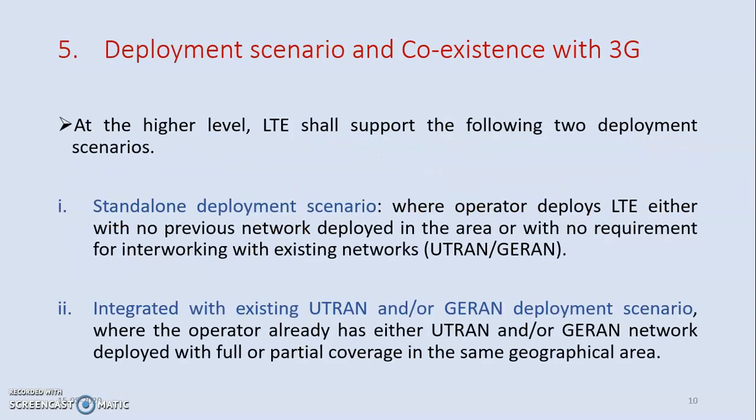Next is the deployment scenario, how it is implemented, how it is brought into existence. There are two scenarios. One is a standalone deployment, the other is integrated with the existing technology. Standalone means it is new to that particular area and has no interworking issues. That means there are no previous versions of any of the service providers in that area. Then it is called standalone deployment. Integrated with existing UTRAN or GRAN deployment is the scenario where the operator already has previous versions of the network. Now it has to be matched with the previous versions so that it can cover the same geographical area.